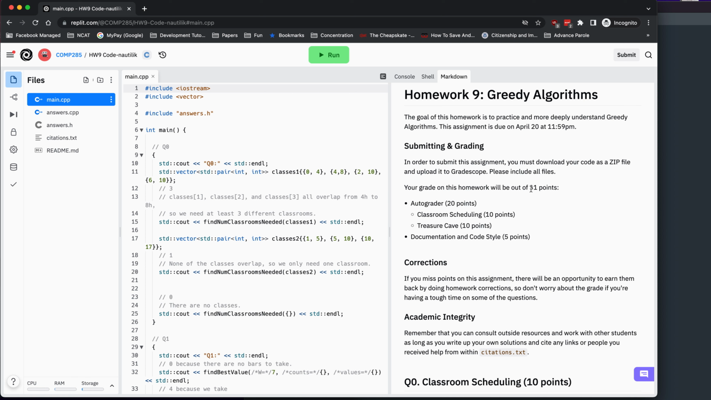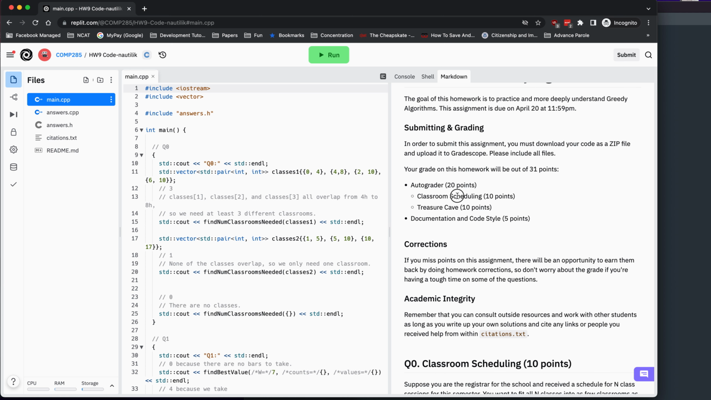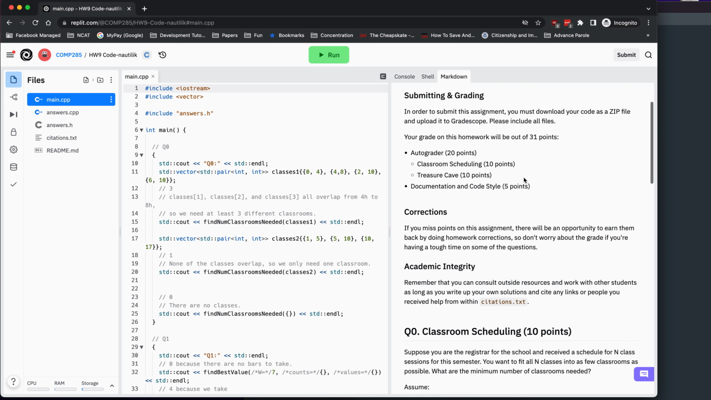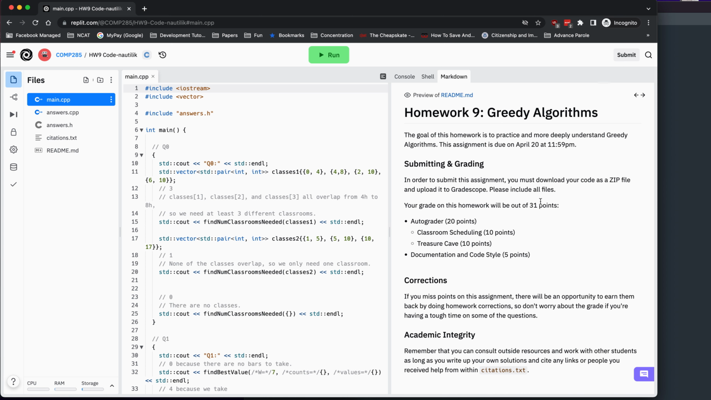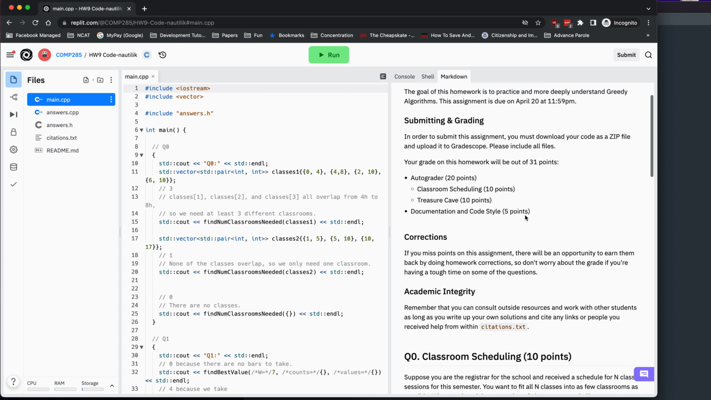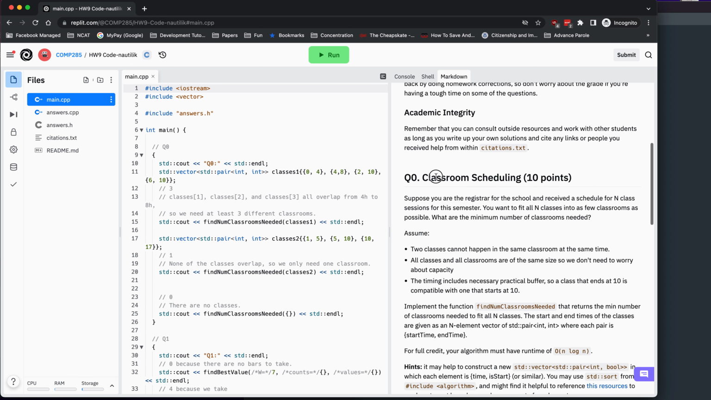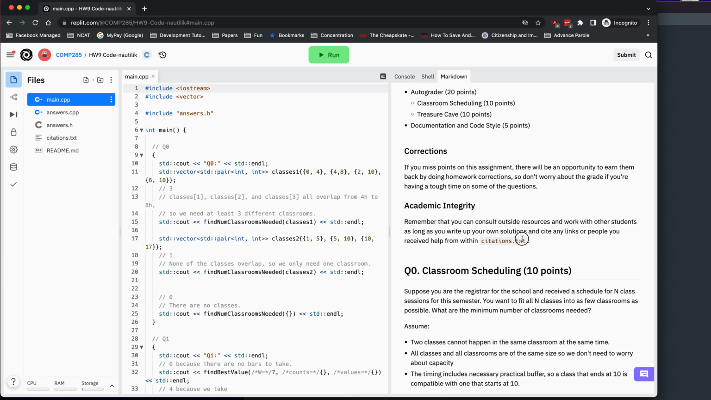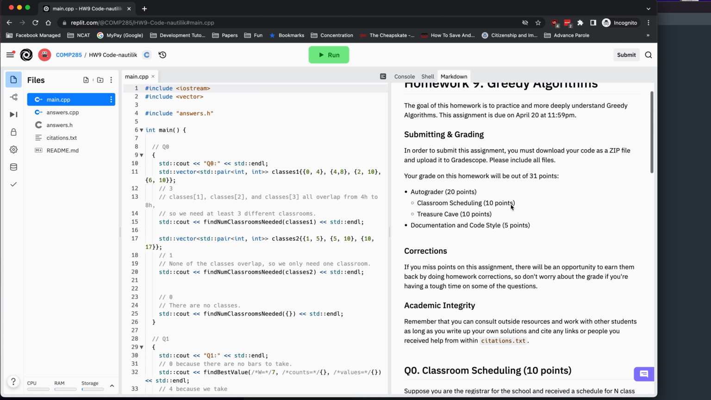It is not out of 31 points. It is out of 30 points, so I need to fix that. Actually, it's not even out of 30 points, it's out of 25 points. I don't know why I have 31 there. It's out of 25 points. But yeah, so let's go ahead and jump right in. If you guys use any external sources to solve these problems, just add them to citations.txt, please.